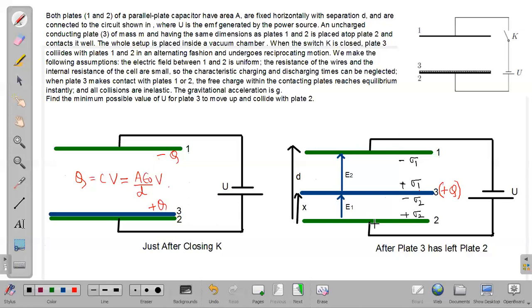So after plate 3 has left the plate 2, we have basically 3 plates separated from each other. So there will be some distribution of charge. But do remember that for a system of parallel plates, the facing surfaces must have the same charge densities with opposite signs to follow the Gauss law. So corresponding to these charge densities, we can write down the electric field between the plate 2 and 3 denoted by E1, and the electric field between the plate 3 and plate 1 denoted by E2.